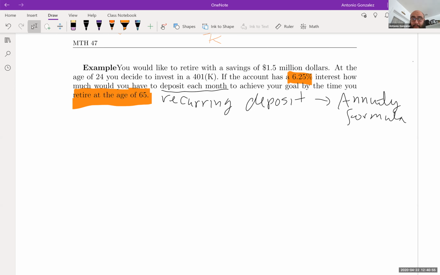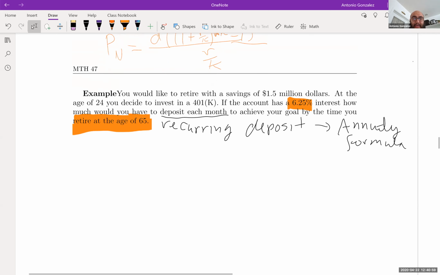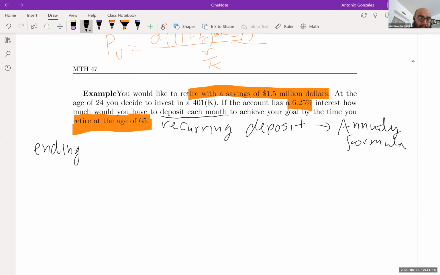Okay, so now let's decipher all this information here. They tell us that we would like to retire with this much, so our ending amount should be $1.5 million.